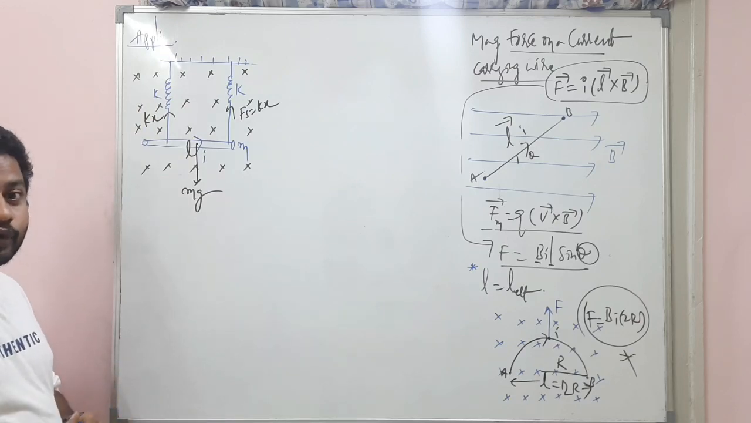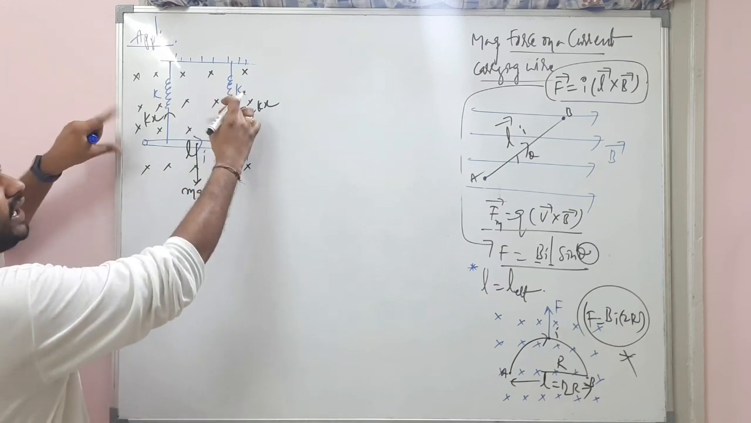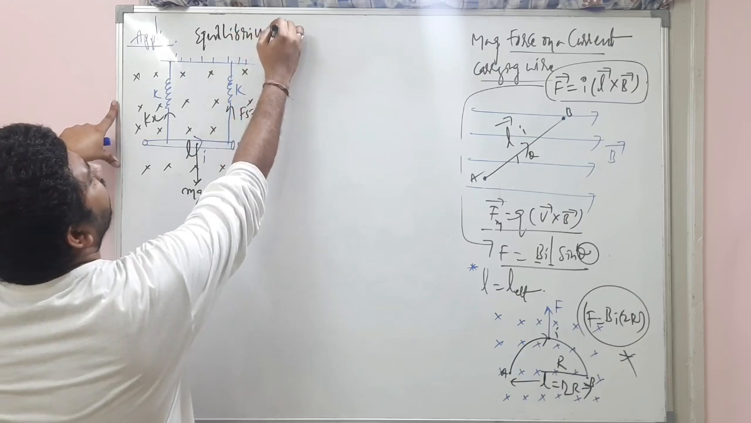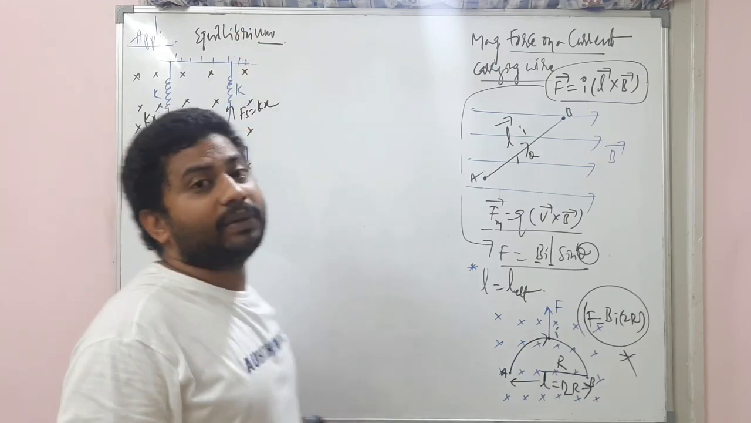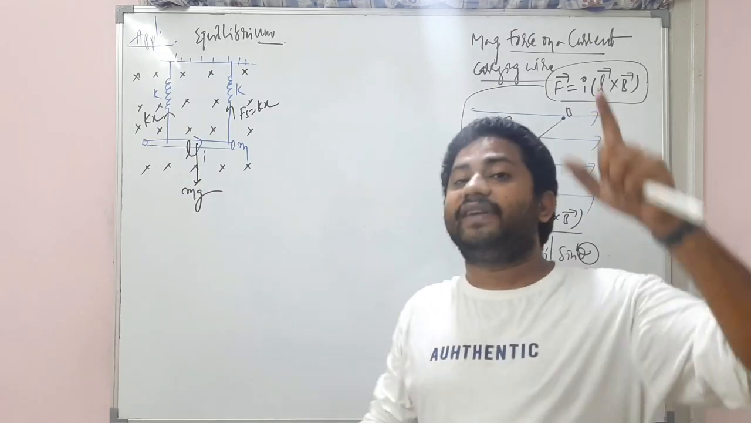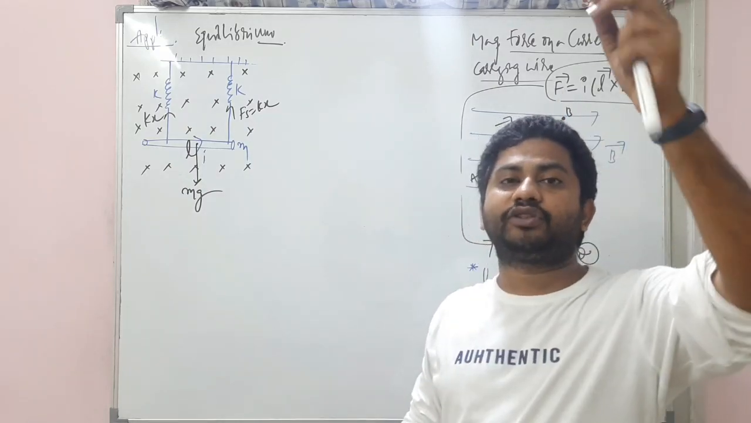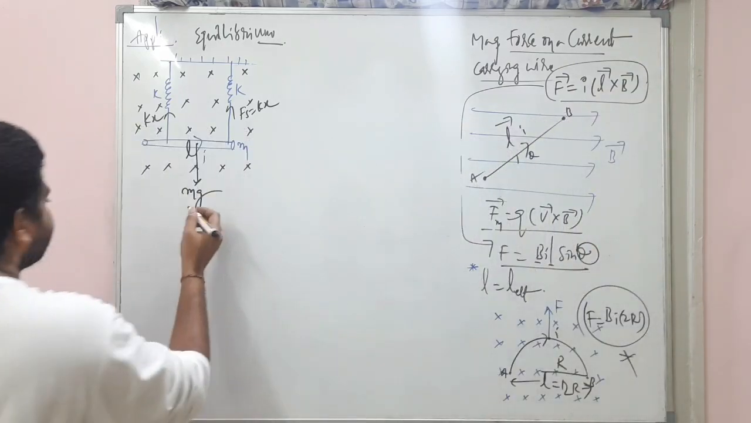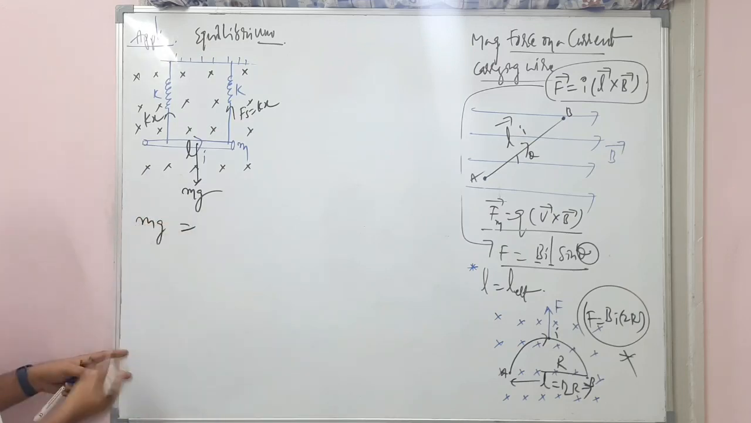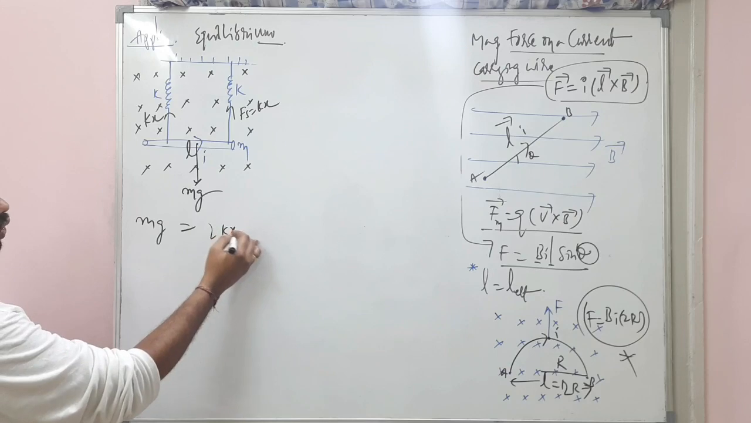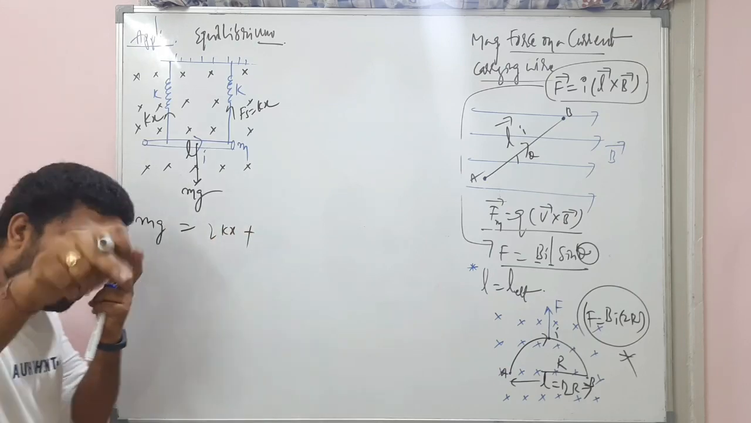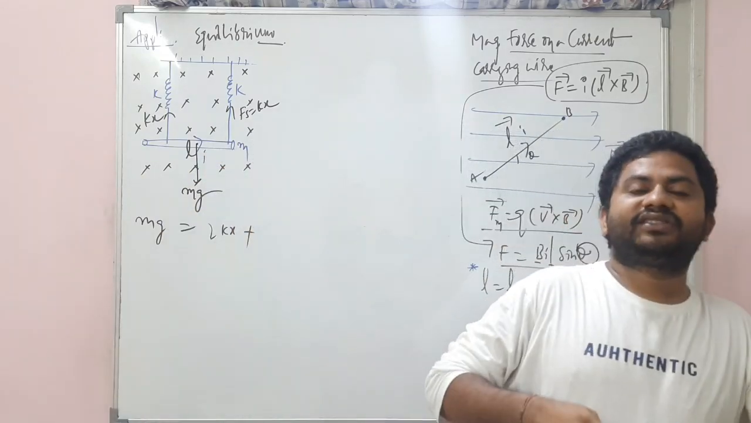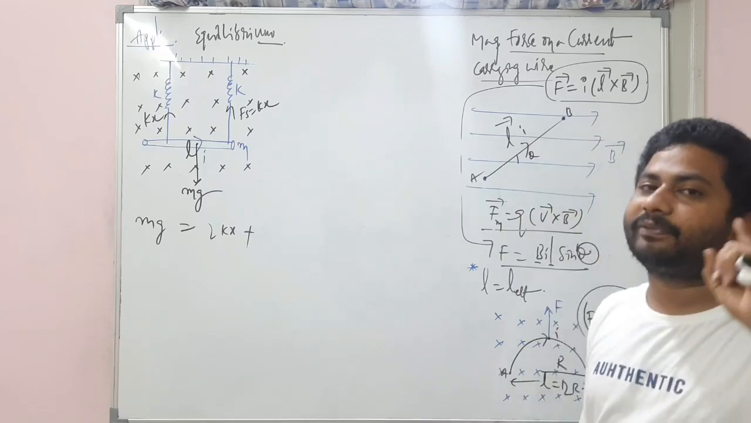Understand? One more force is also there. Imagine that after elongating downwards by distance x, the system is in equilibrium. My dear students, when the system is in equilibrium, net upward forces must be equal to net downward forces. What are the net downward forces? The one and only force mg, which is equal to the net upward forces: 2kx plus some force which is acting in the upward direction.